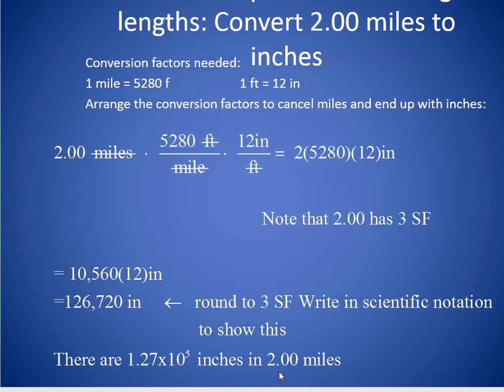Let's do another. Let's say I want to convert 2.00 miles to inches. Well, this again is a measured value, so I'm going to say, okay, 2.00 has three significant figures. Put a pin in that to remember it. I'm starting with miles, I want to end up with inches. All right, from my list of conversion factors I gave you, I need two of them. 1 mile equals 5,280 feet, and 1 foot equals 12 inches.